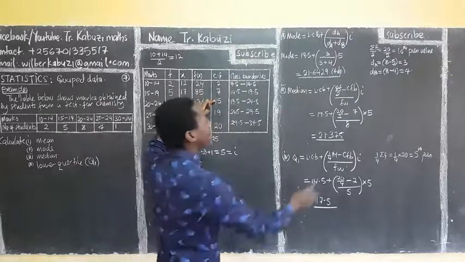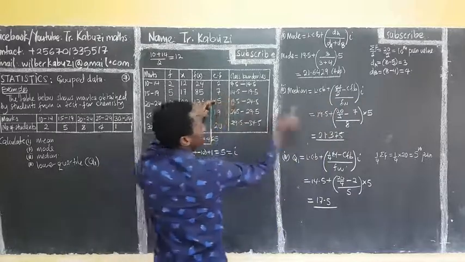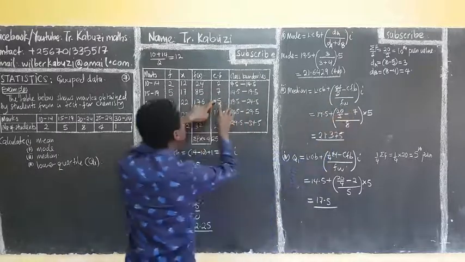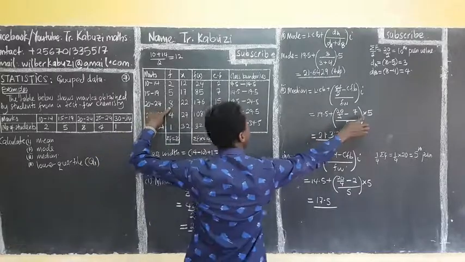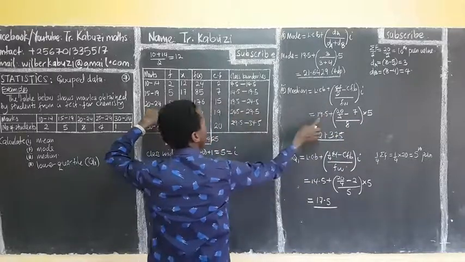Then there we need the geometric frequency before. The geometric frequency before this is 7. That's why I'm adding 7 over the frequency within the median class. The frequency now within the median class is 8. That's why I'm dividing by 8. Then times 5. Then the lower class boundary of the median class is this. That's why this is there.